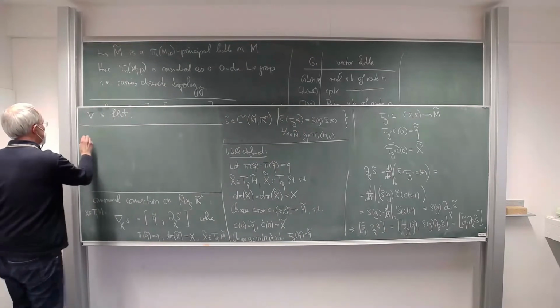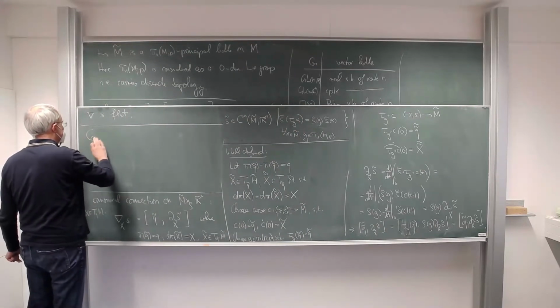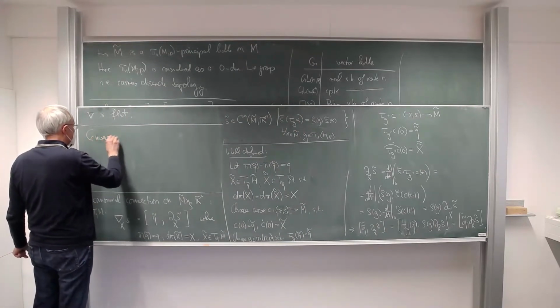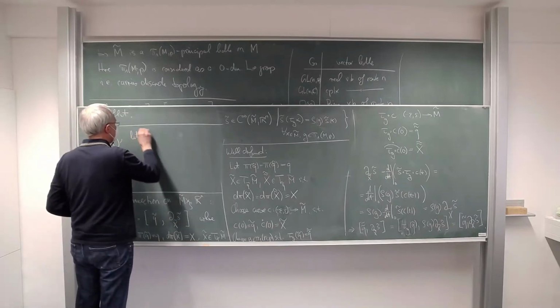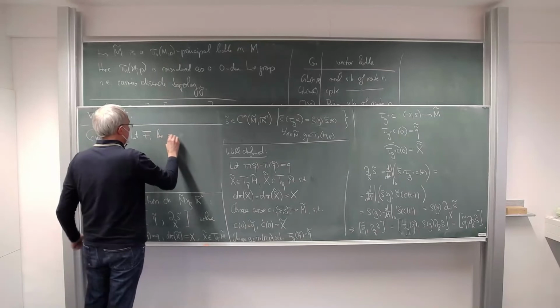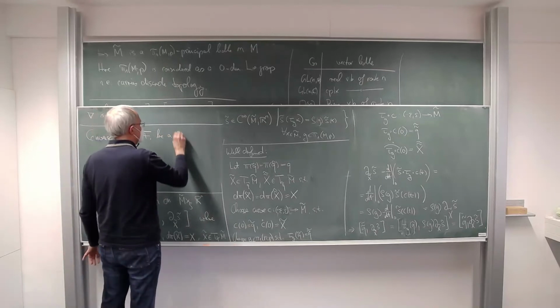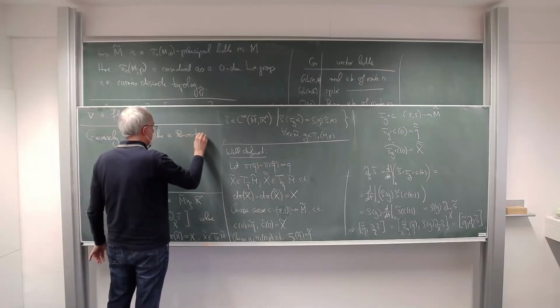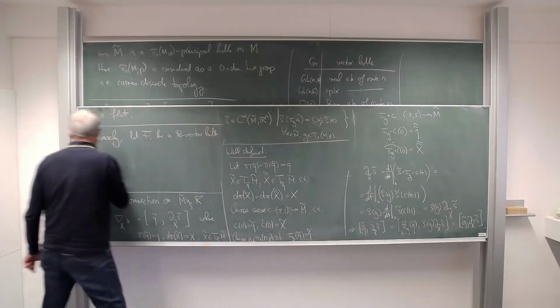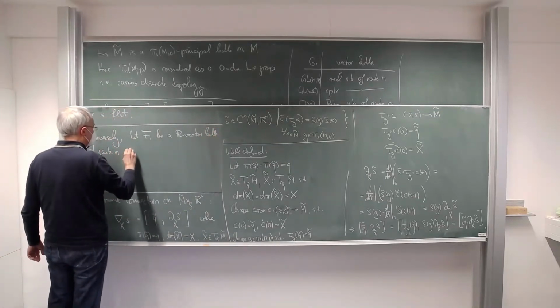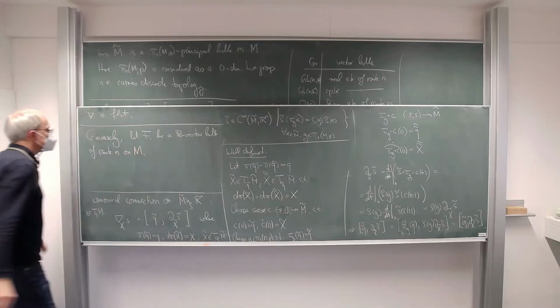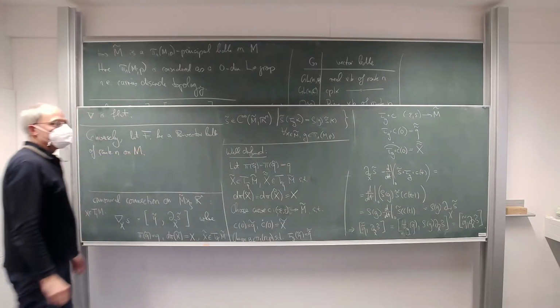So let's start conversely. Let F be a, let's say, R vector bundle of rank n on the manifold M, equipped with a flat connection.